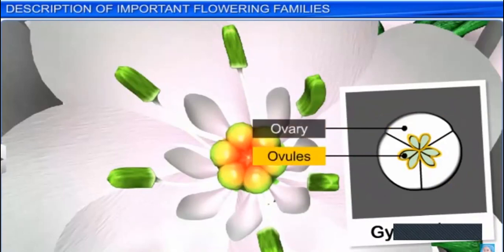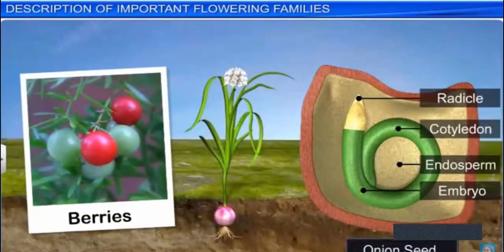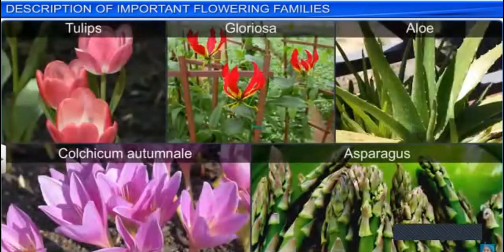Fruits belonging to this family are generally capsules and are rarely berries, while the seeds are endospermous. The floral formula and the floral diagram of the Liliaceae family are as shown. Plants like tulips and gloriosa, belonging to the Liliaceae family, are ornamental plants. Some like aloe and Colchicum autumnale are used as medicines, and asparagus is used as a vegetable.